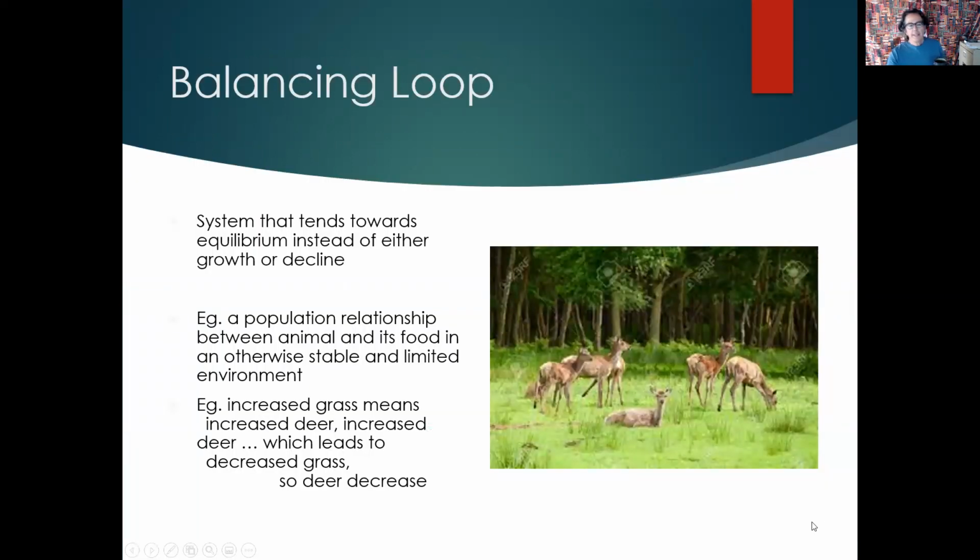And then the other kind of feedback loop is a balancing feedback loop, a system that tends towards equilibrium instead of either growth or decline. And Meadows is talking about thermostat systems. We do see some balancing systems in nature, although they don't always seem as pretty. But a population relationship between an animal and its food is classically a balancing loop.